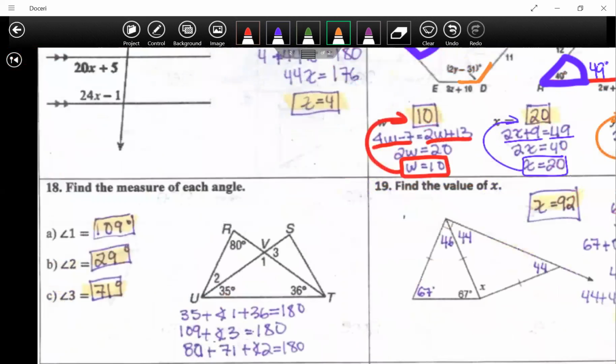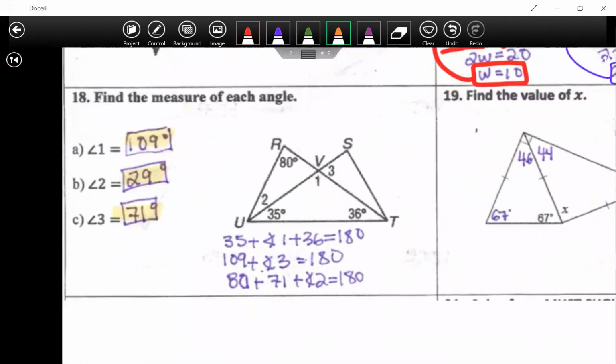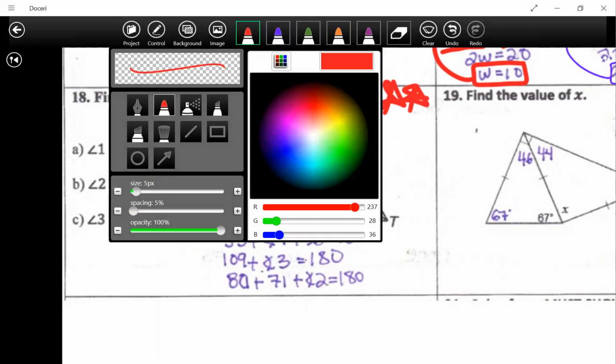Number 18. Okay. Number 18 and 19 are great problems. They are beautiful. I like 18 and 19. 18 is not that hard. You'll see why. Okay. I would hope that you know how to do them. Okay. I can't be any more explicit than knowing how to do those.